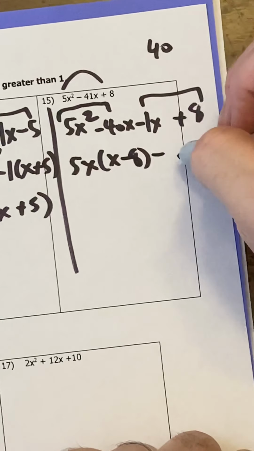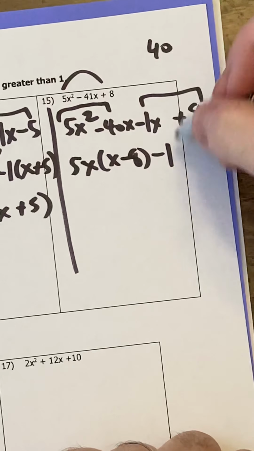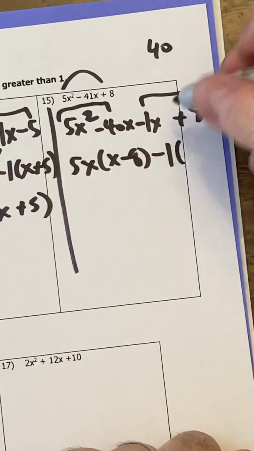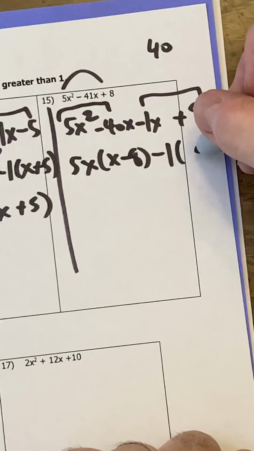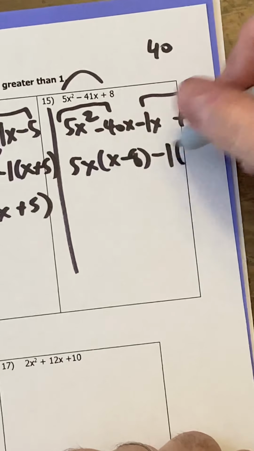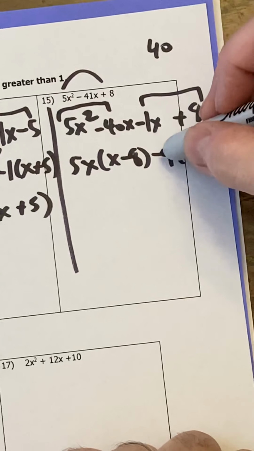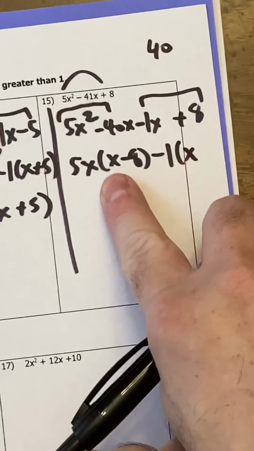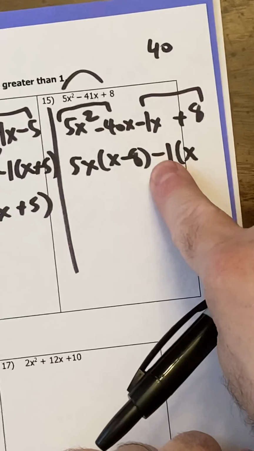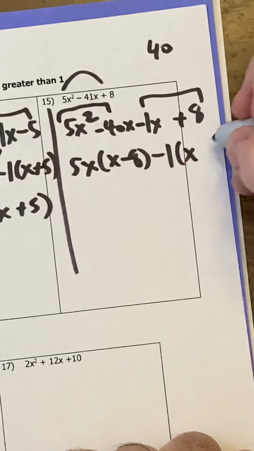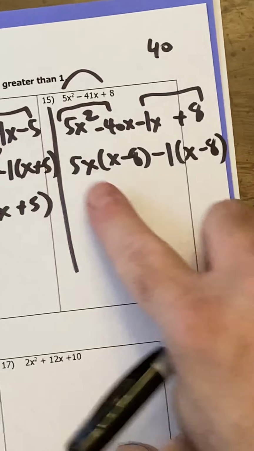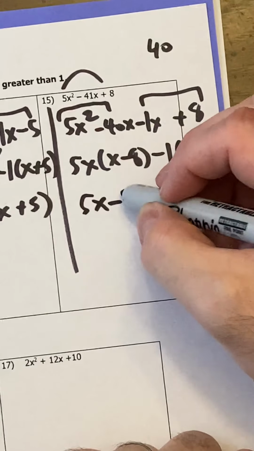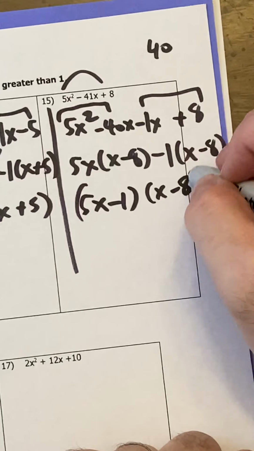Bring down that negative 1. The GCF is just 1. And then you know that these two things have to be the same. Why? Negative 1x divided by negative 1 is positive x, just like here. Positive 8 divided by negative 1, positive divided by a negative is a negative, so you're going to get negative 8 there. Put these together, 5x minus 1 and x minus 8. You've just factored that.